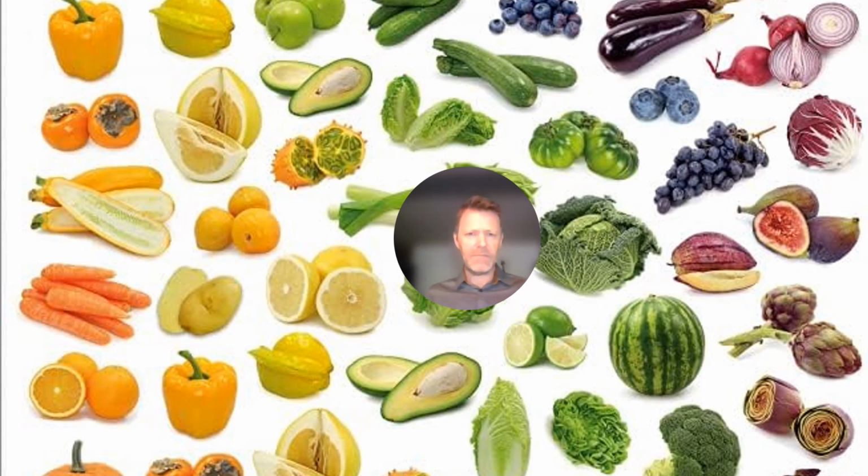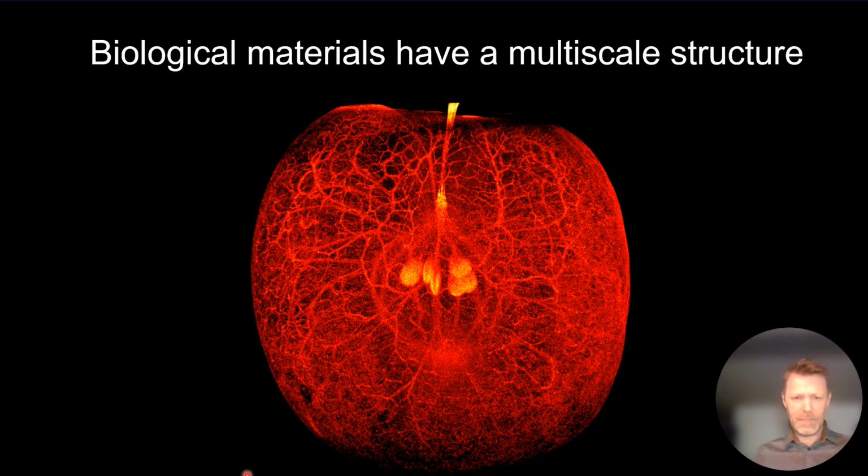The context of the clinic is the following. Biological materials such as fruits and vegetables, as you see on display here, come in a wide variety of shapes and sizes, but also internal structures. With the internal structure of a biological material, we actually mean the spatial organization of its components. For instance, the different tissues in an apple, as you see on display here.